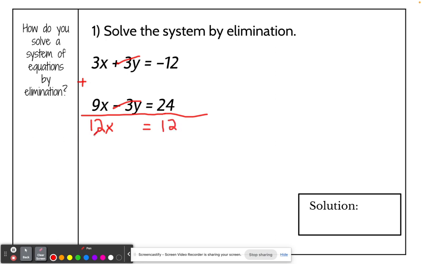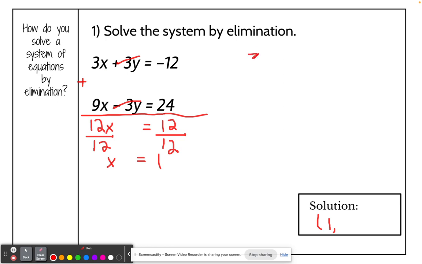Now I can divide both sides by 12. And I get x equals 1. So now I know half of my solution to my linear system. X will be 1. So now I can plug in 1 into either one of these equations. It doesn't matter which one. I kind of like this one for some reason, so I'll plug it in there.